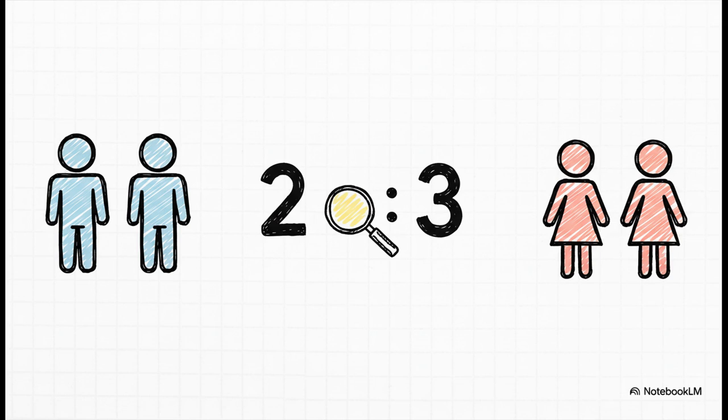And writing it down is super easy. We just use a colon. So if you have 2 boys and 3 girls, the ratio of boys to girls is just 2:3. Now, that seems pretty straightforward, right? But there are a couple of key places where things can get a little tricky if you're not paying attention.